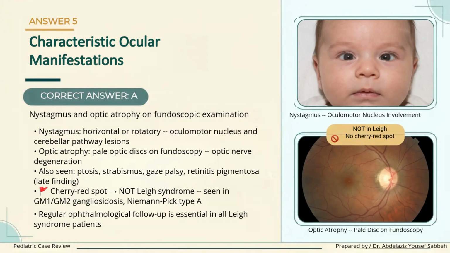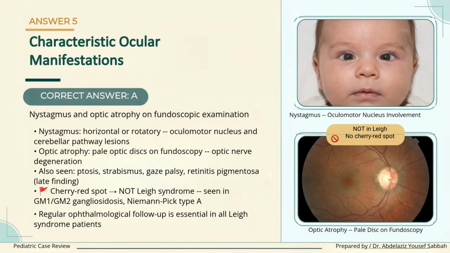The correct answer is option A, nystagmus and optic atrophy on fundoscopic examination. The nystagmus is horizontal or rotatory and reflects lesions in the oculomotor nucleus and cerebellar pathways. Optic atrophy appears as pale optic discs on fundoscopy and represents optic nerve degeneration. Other ocular features include ptosis, strabismus, gaze palsy, and retinitis pigmentosa as a late finding.